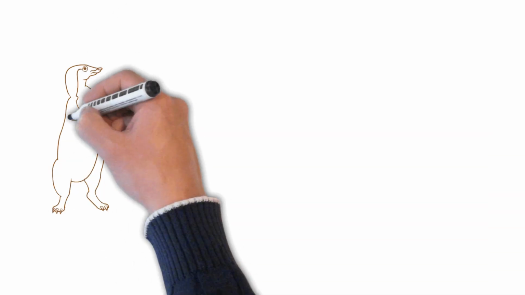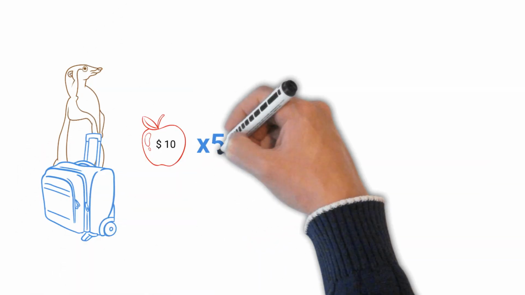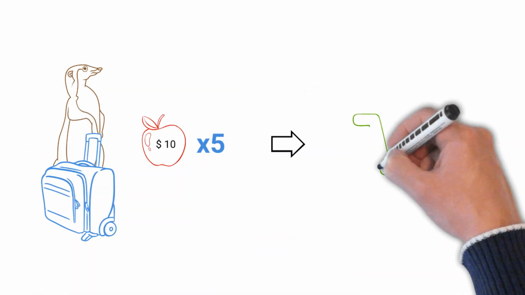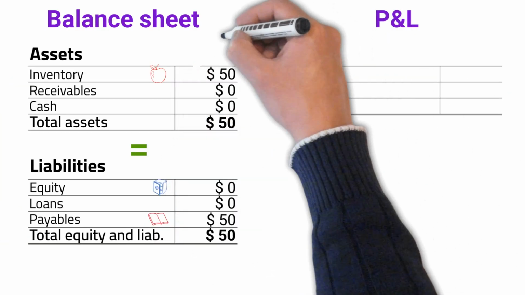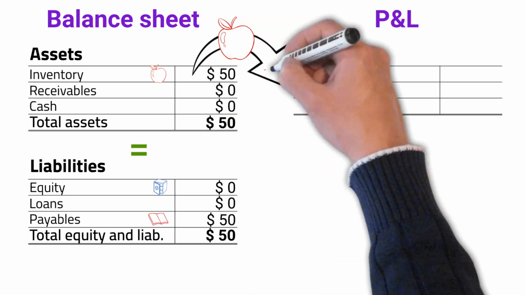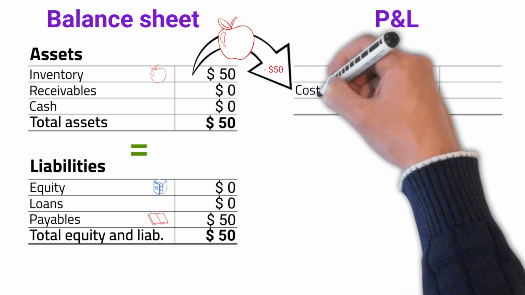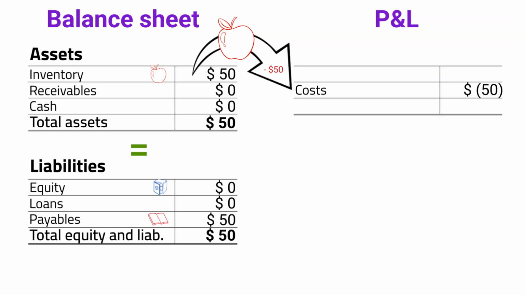Now let's sell our 5 apples. These apples cost us $50. That is exactly the cost for us. The cost of the sold apples, $50, is going into the cost of goods sold, as a negative amount. And we of course remove inventory from the balance sheet.